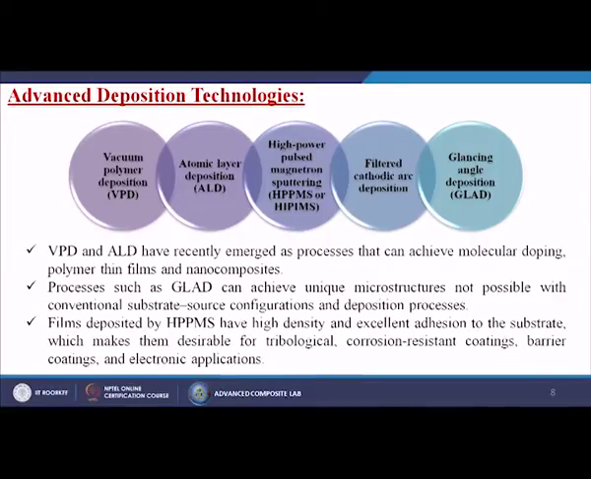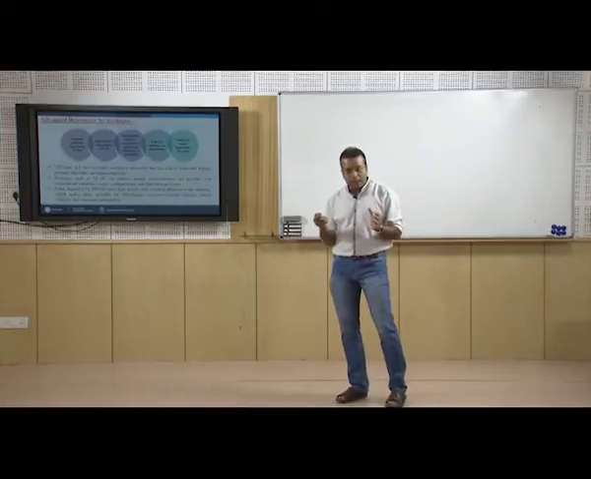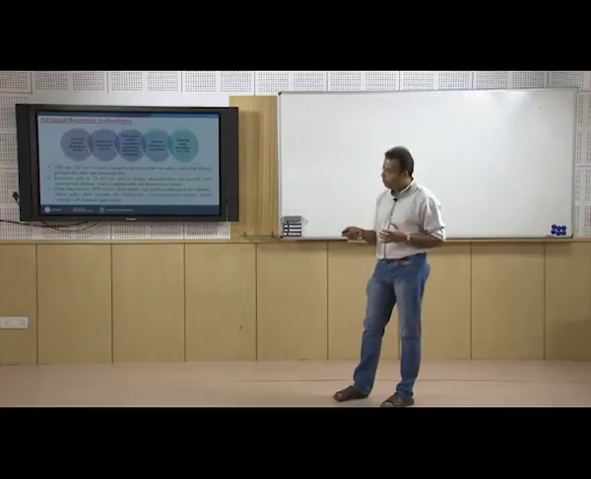So, one is called vacuum polymer deposition, known as VPD, then atomic layer deposition, which is called ALD. Next, high power pulsed magnetron sputtering, in short form known as HPPMS or maybe HiPIMS. Next, filtered cathodic arc deposition, and the last one is called glancing angle deposition, GLAD. So, now we will discuss a little bit into the details about these.